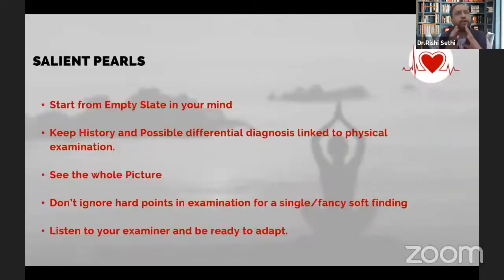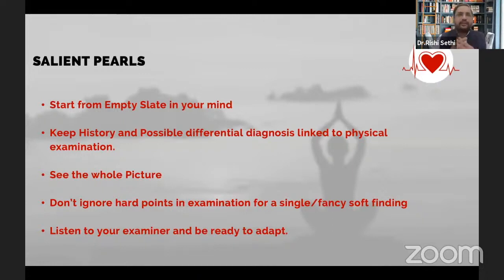So starting off with some salient pearls, it's almost a given fact that when you get a case in your DM examination, you more or less know the diagnosis from your friends. But I've always taught my residents to start with an empty slate, because if you are biased towards the diagnosis at the time of your history taking and examination, then you are likely to get into those mental traps, and the examiner is going to find out those mental traps.